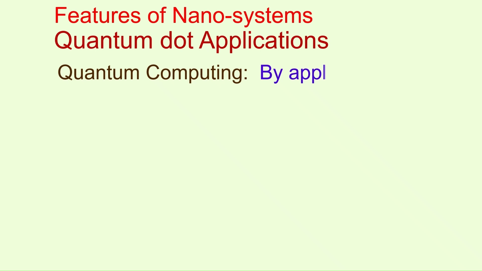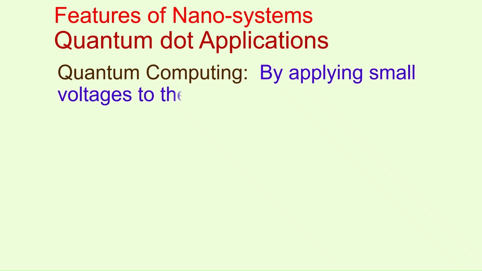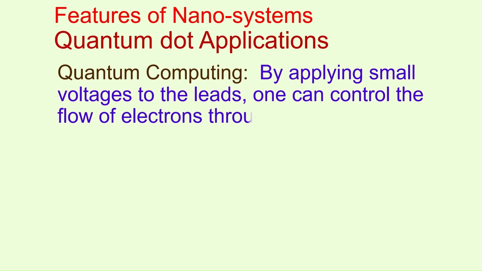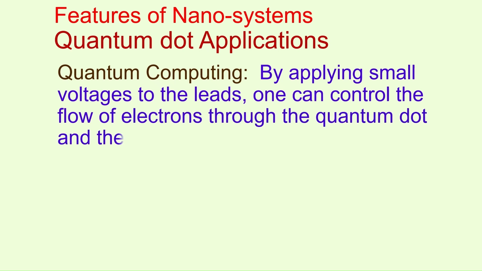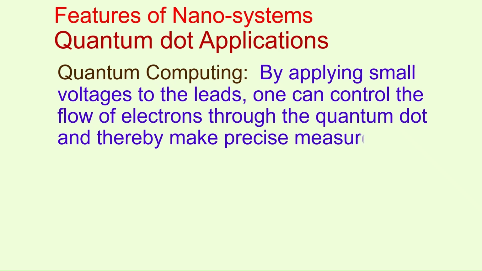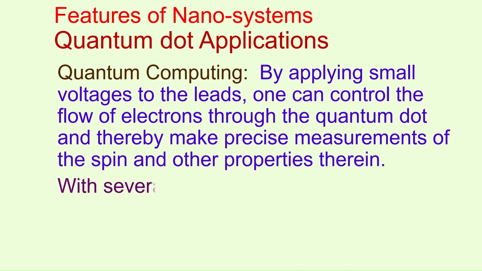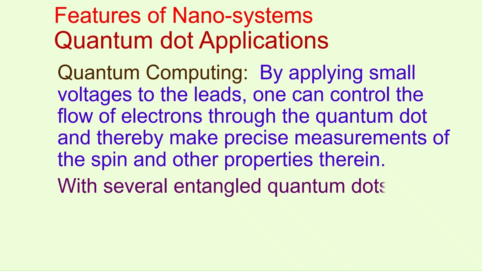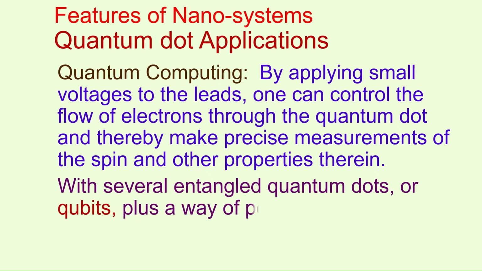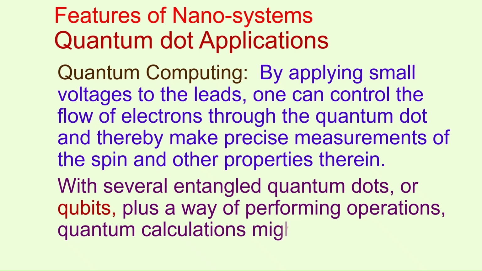Quantum computing. By applying small voltages to the leads, one can control the flow of electrons through the quantum dot and thereby make precise measurements of the spin and other properties therein. With several entangled quantum dots, or qubits, plus a way of performing operations, quantum calculations might be possible.